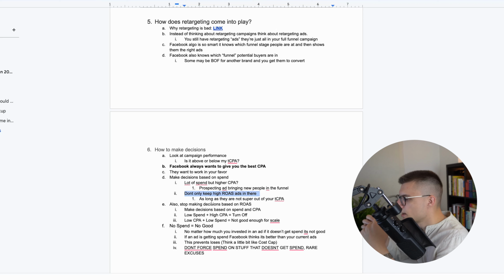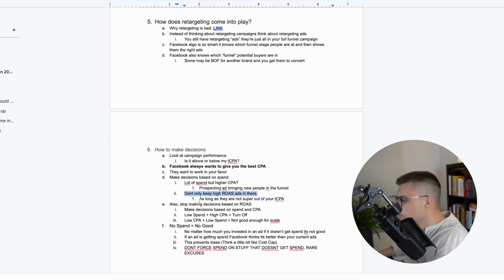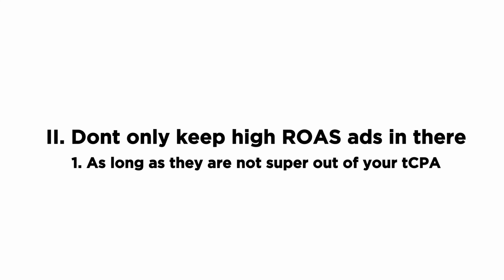Again, that's why you should be careful with turning off ads that don't have the best CPA, because they could be those prospecting ads which you previously had separated. And that's why you have to kind of change your thinking algorithm. But once you've adjusted to this, you're going to make way better decisions. Again, don't only keep high ROAS ads on in there. You want to keep low ROAS or high CPA ads on, as long as they're not super out of your target CPA range. Again, first things first, look at campaign performance.